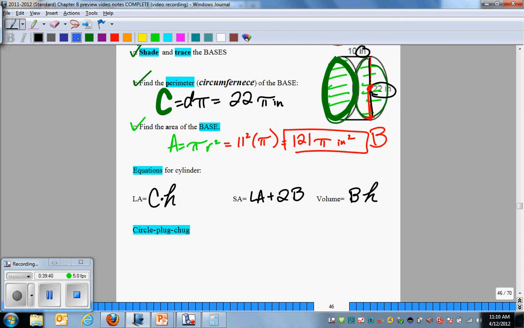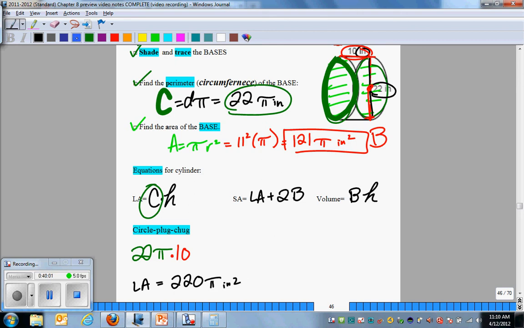Circle, plug, chug. Circumference, we already have it, is 22 pi, times our height, which is the distance between the bases, so it's 10. 22 times 10 gives our lateral area is 220 pi inches squared. Now we take that lateral area and we plug it in right there. And we already have our base, 121 pi.